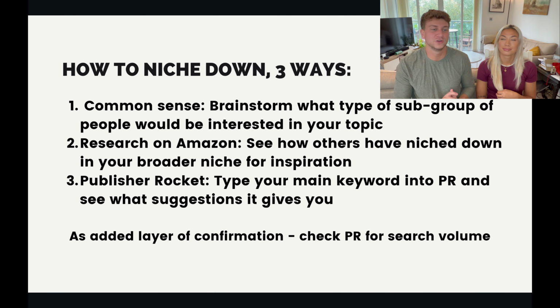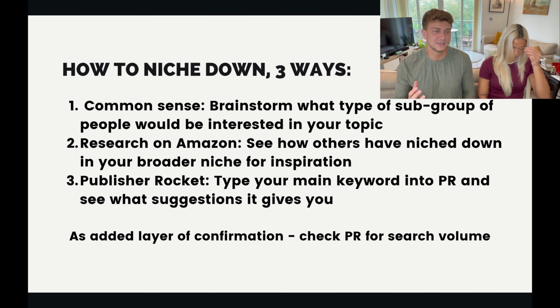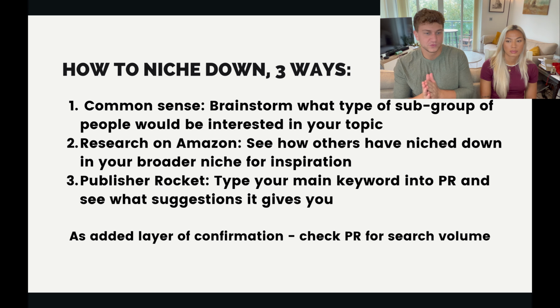So that leads nicely onto how you can actually niche down. There are three main ways that we would go about niching down our book topics every single time we publish a book. So first of all, you can use your common sense. How we normally do this is we would brainstorm around our particular book topic and think of what types of subgroups of people might be interested in your book. So if we use the example from earlier, mushroom growing, we wouldn't think about men or women, but you might think about for beginners or for more experienced people.